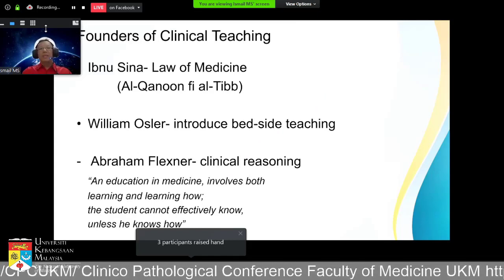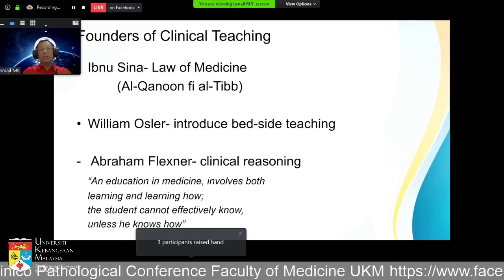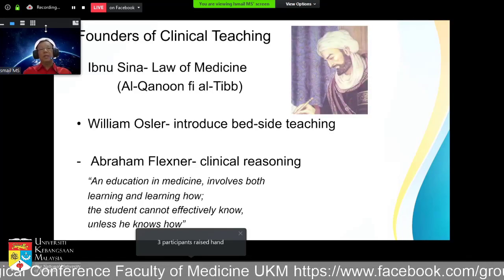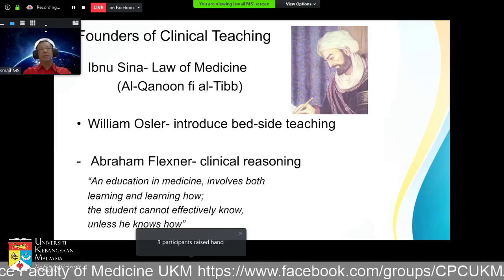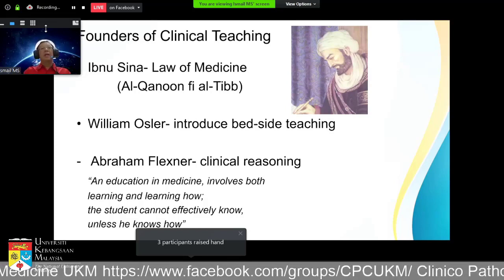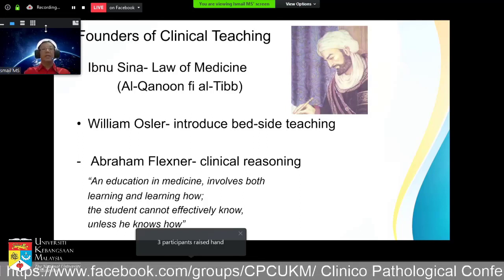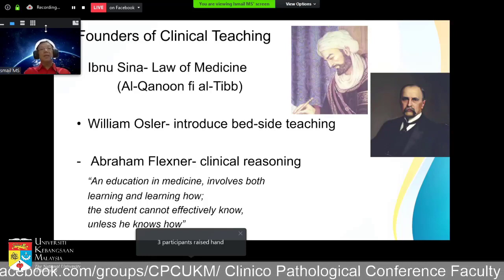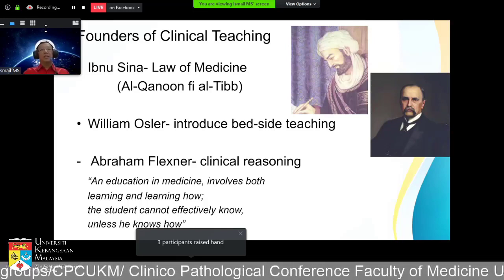Well, these are some of the founders of clinical teaching. Some of it would be just a repetition of what Prof. Halina has mentioned, but I think I need to mention it. These three persons, Ibn Sina, William Osler, and Abraham Flexner, are basically the fathers of modern medicine. Ibn Sina with his book, the Law of Medicine, and then William Osler, who is famous for bringing the student to the bedside, or bedside teaching, which we have been using until now. It's like the gold standard. If you don't get the student to the bedside, that's not considered clinical teaching.